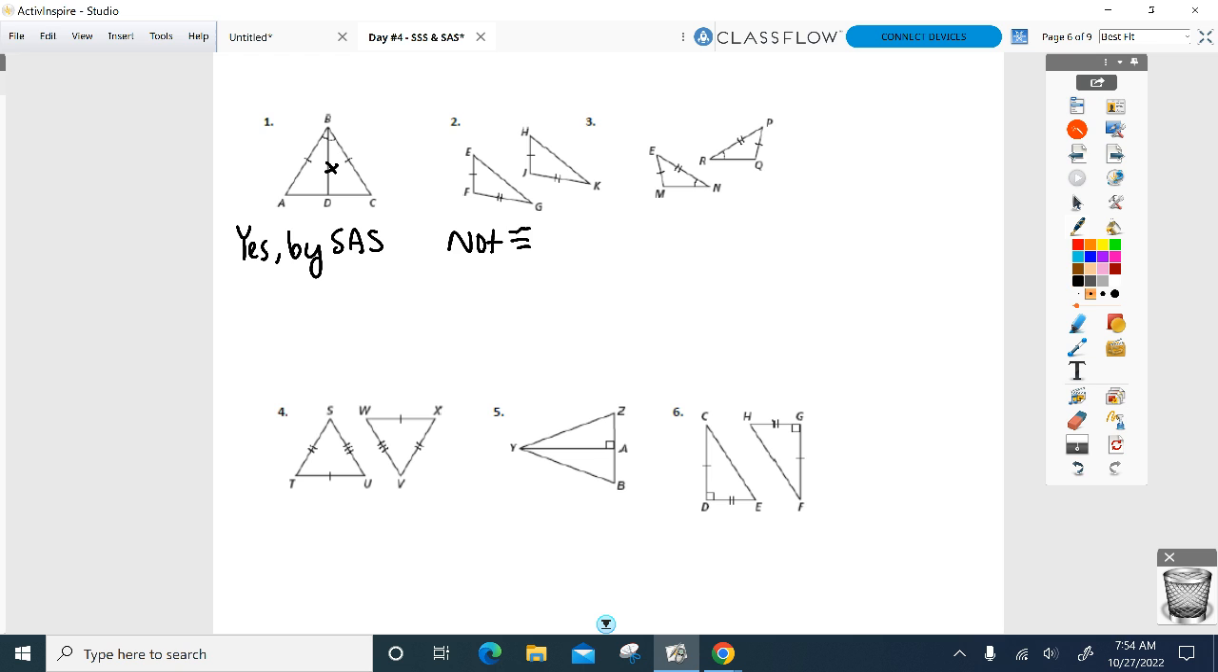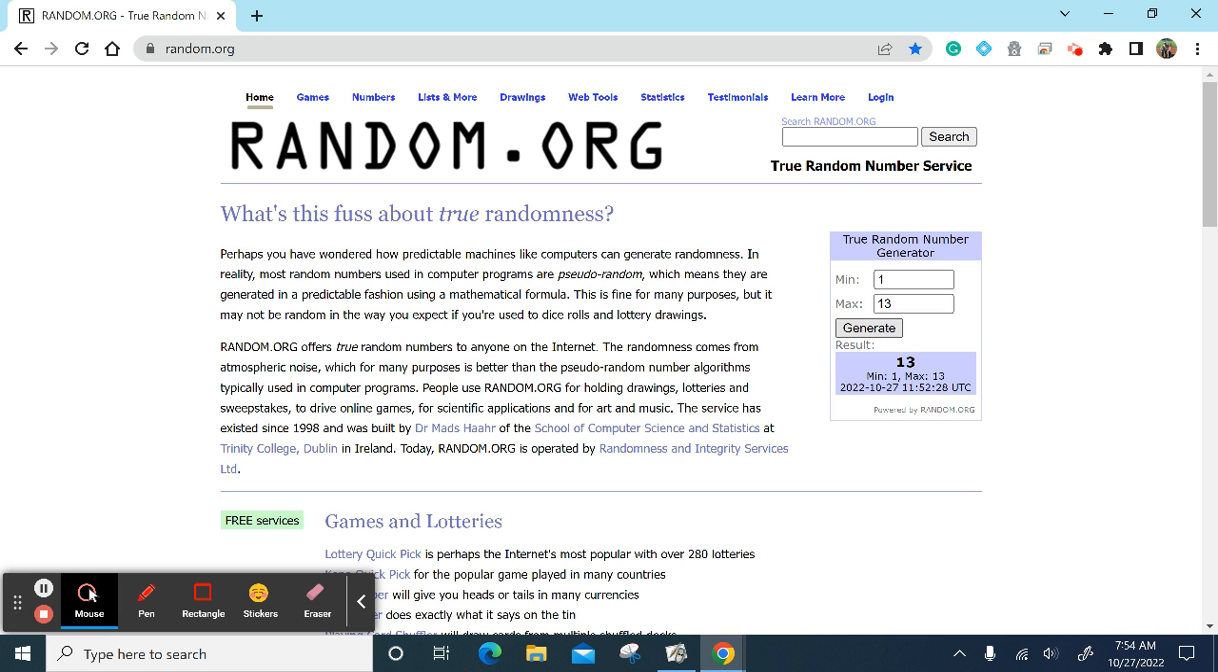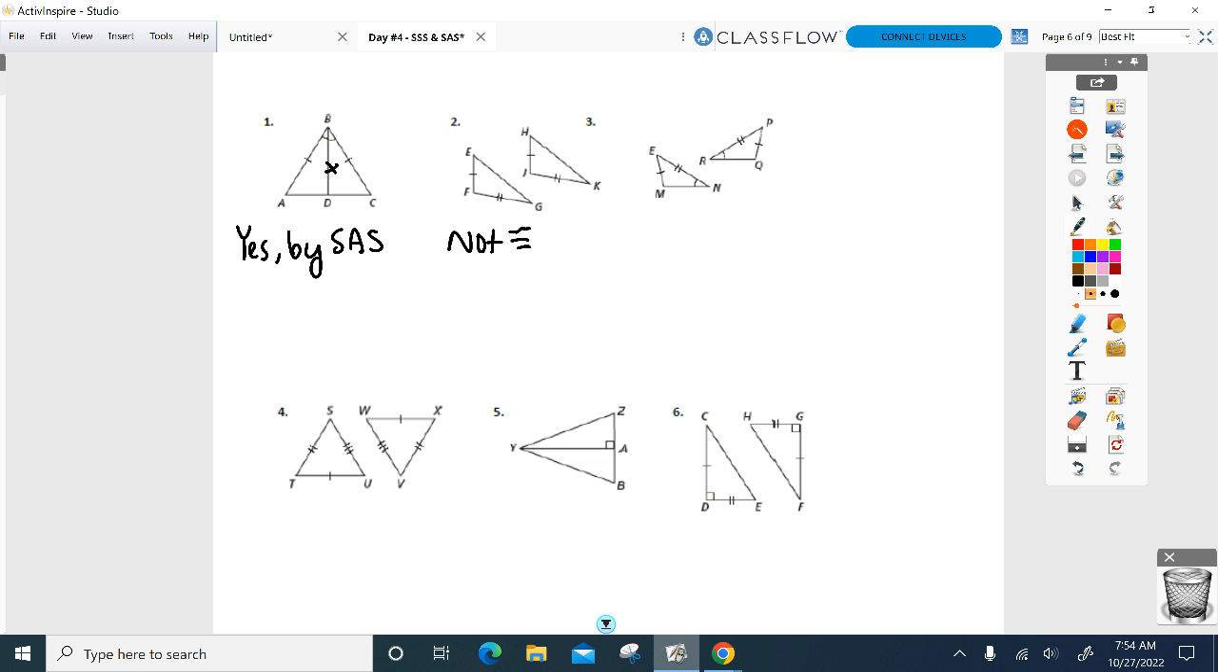How about number 3? What do we think? Why isn't this side angle side? Whoa, whoa, whoa. Why is this not side angle side? Correct. The angles are not in between.